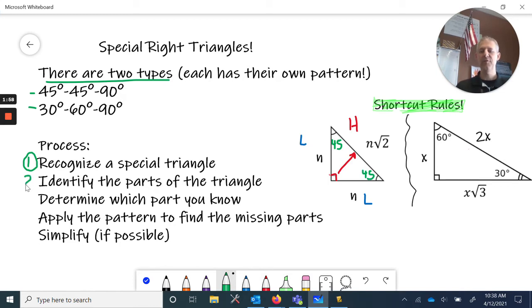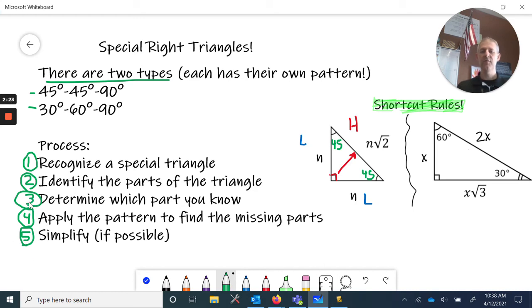With that definition, step two is to identify the parts. That's the hypotenuse and the leg, which we've labeled H and L. Step three is to determine which part you know about the triangle, which is my shortcut, and we'll talk about how to use that in a minute. Step four is to apply the pattern, and step five is to simplify. Step five we'll call an extension step, which I won't discuss in this video.